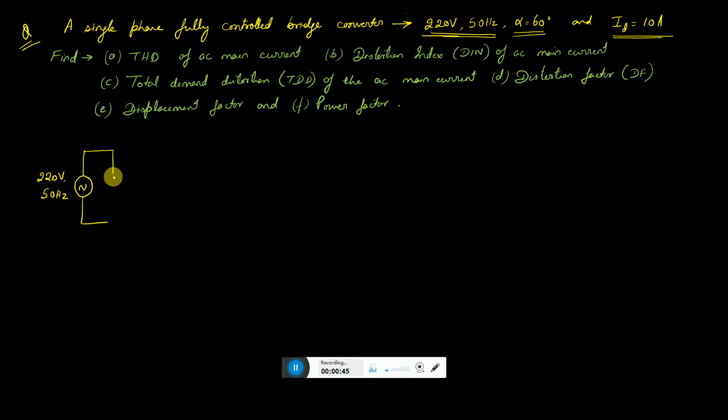And this we usually feed to the isolation transformer, and through the isolation transformer this goes to the single phase fully controlled bridge rectifier, which consists of 4 thyristors.